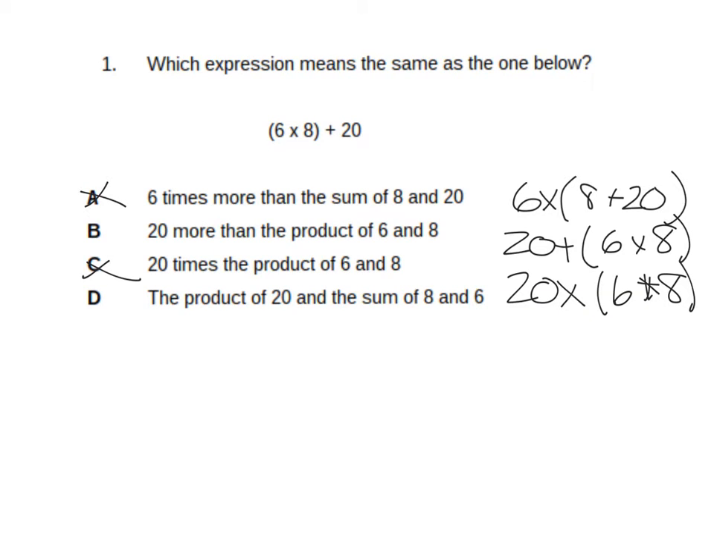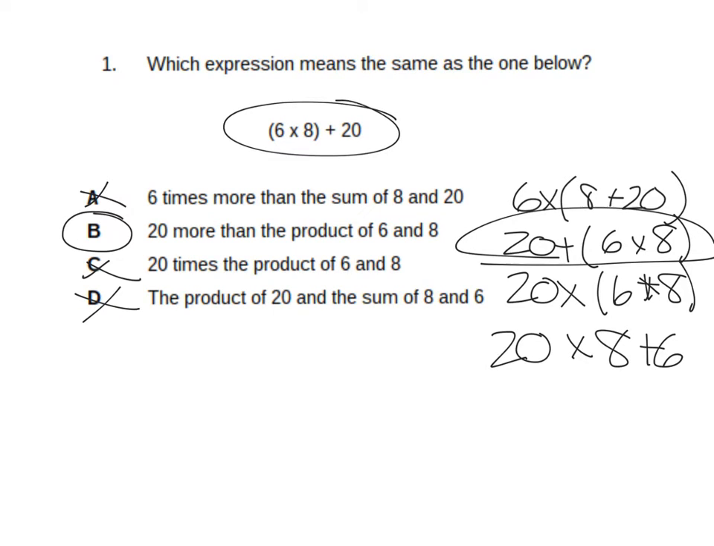And the next one says the product of 20 and the sum of 8 and 6. So that one doesn't look right either. The only one that makes sense is B, 20 more than 6 times 8. Mine looks a little different than this, but why are those the same? Well, because the 6 times 8 is done first in either problem, and the plus 20 is done at the end. So it doesn't matter which order I wrote it in and which order the problem is written in.